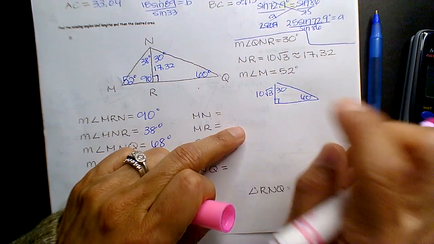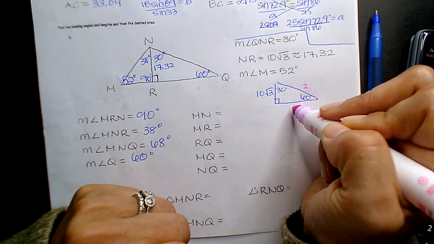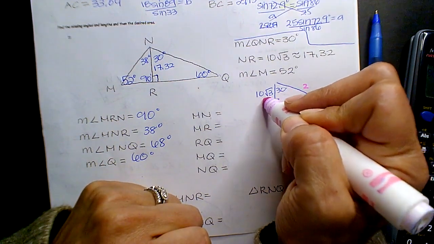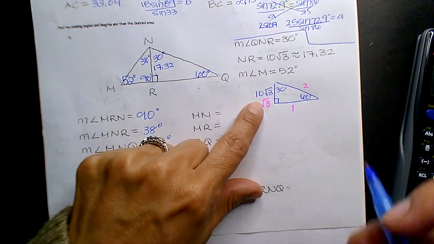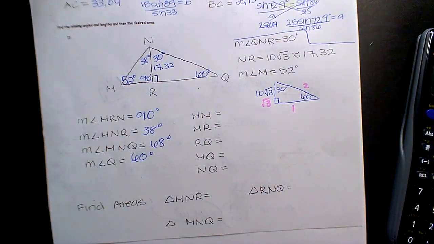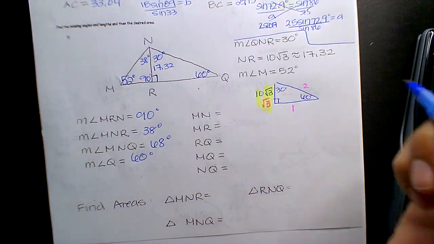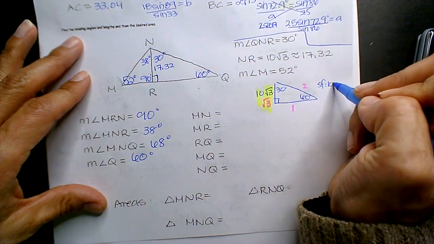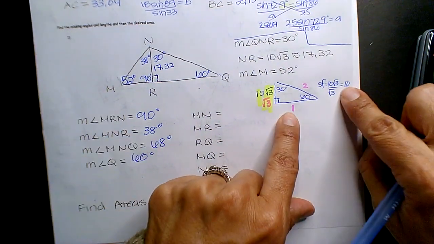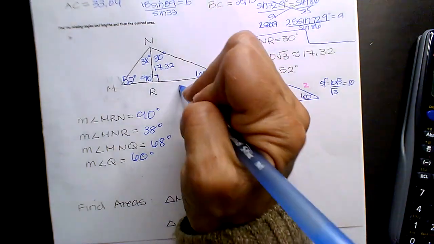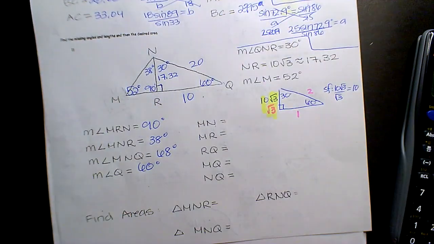Remember, it's a 30, 60, 90 triangle, right? 1 goes to 2, and 1 goes to rad 3. What is my scale factor? What is 10 rad 3 over rad 3? 10, right? So my scale factor is 10. What's 1 times 10? 10, so that's 10. What's 2 times 10? 20, so this is 20.